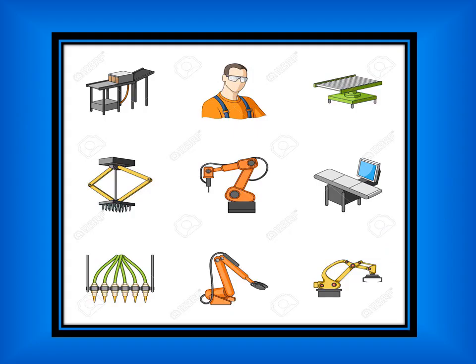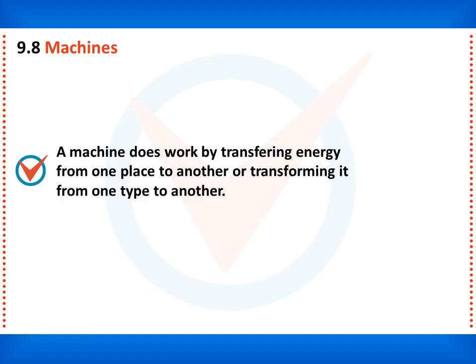Let us talk more about energy. To begin with, let us observe some related concepts such as work and power. I would like you to open your books on page 144. A machine does work by transferring energy from one place to another or transforming it from one type to another, making it more convenient for us to do our task.